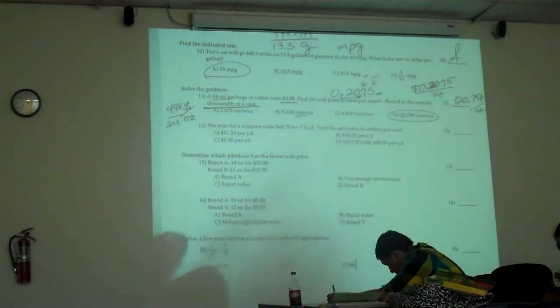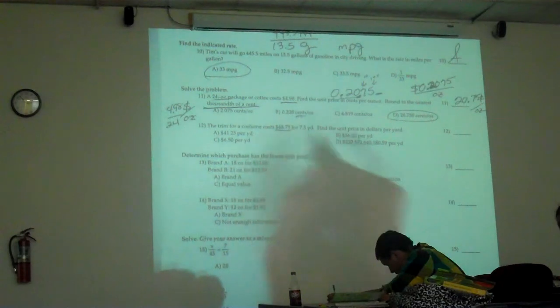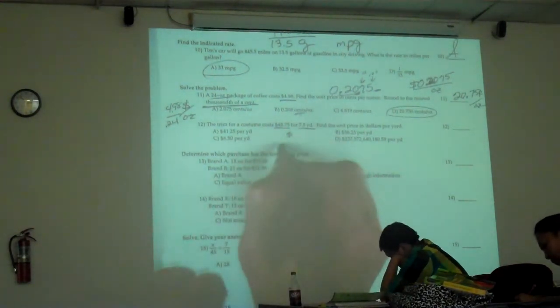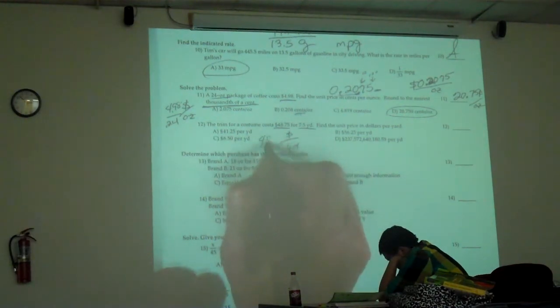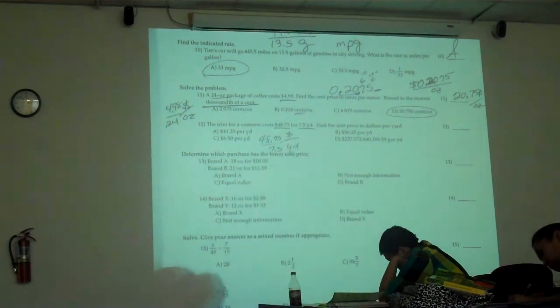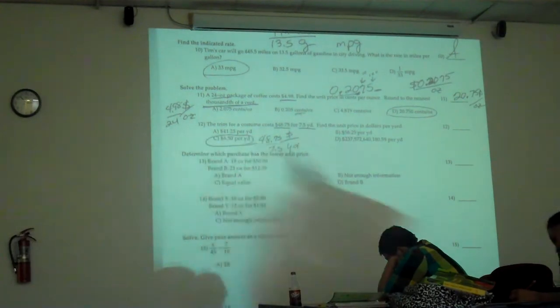And you can check it on your answer sheet to see if you're getting them right, or if I'm getting them right, or we're getting them right, whatever. Okay, number 12. The trim, here's the cost for that many yards. You're going to do the cost on top, cost per yard. So 48.75 divided by 7.5. If you divide that, you'll get the dollar amount per yard. $6.50 for every yard. That would be C.